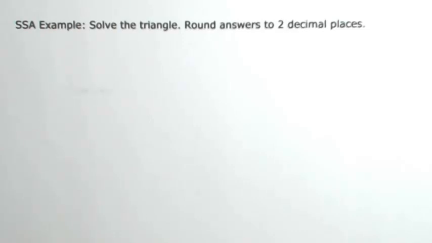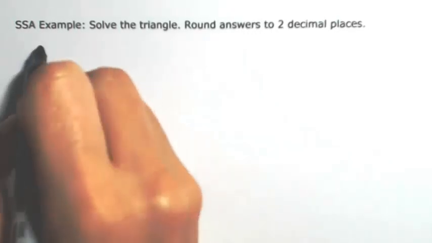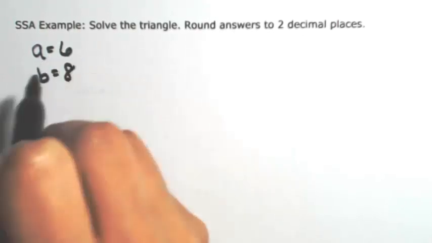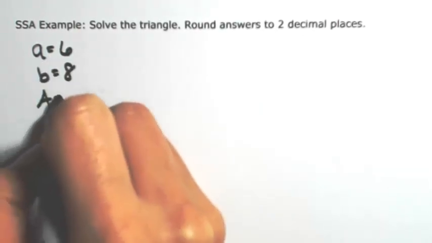Let's do an example involving the law of sines, the triangle in which you're given two sides followed by an angle. So for example, let's say we have side A is 6, side B is 8, and angle A is 35 degrees.